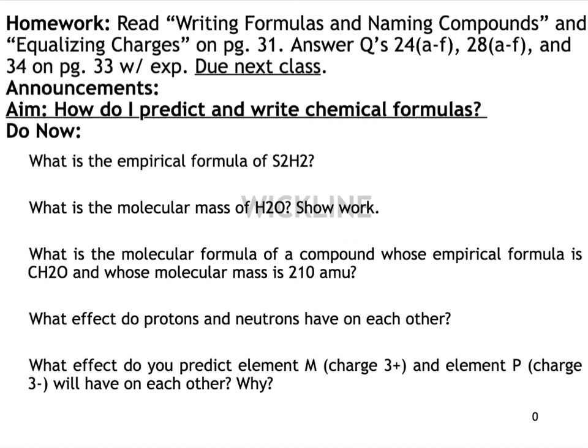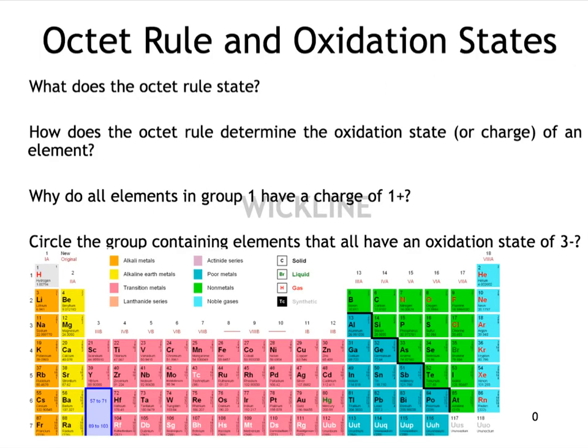We'll do this in class next time I see you. It's several questions long. And so please write that down as the beginning of your classwork page. And the second thing you should write under classwork is this aim: how do I predict and write chemical formulas? I just corrected some formatting errors, but please copy down these do now questions. Don't answer them, we'll answer them in class next time I see you.